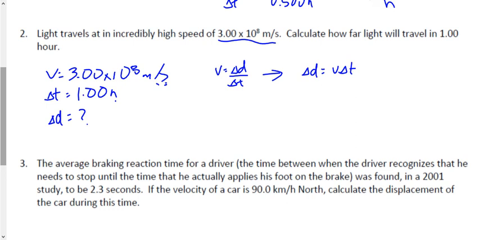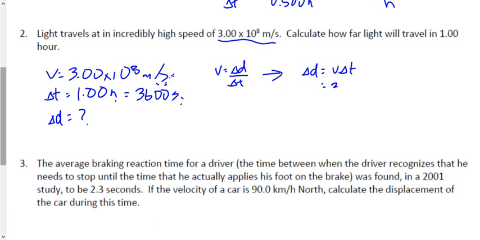I think the easiest way to do this is to convert hours to seconds. We're going to multiply it by 60 to get minutes. And then we're going to multiply it by 60 again to get seconds. So that's going to end up being 3,600 seconds. Now we're consistent, right? Meters per second and seconds.